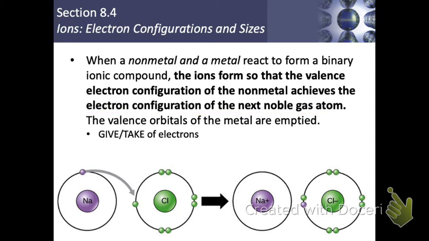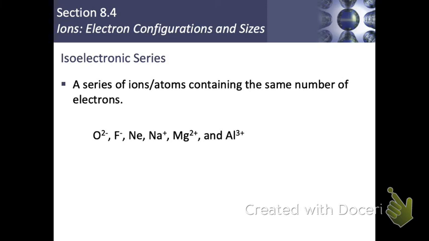Almost done here. This next part is, I think, really interesting, but sometimes difficult for people to wrap their head around. These are called isoelectronic series. These are a series of atoms or ions that contain the same number of electrons. So let's look at these real quick. I want you to first, in the series, find the neutral one. Which one of these is neutral?